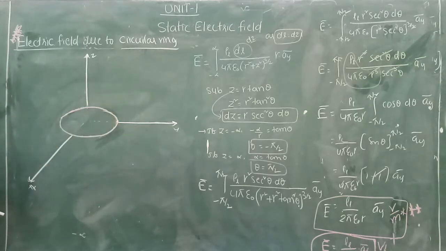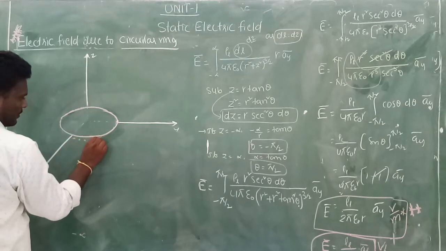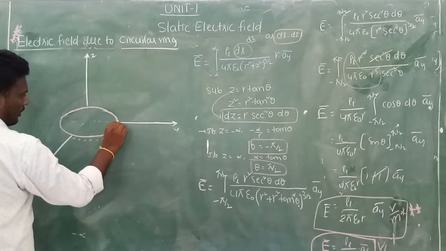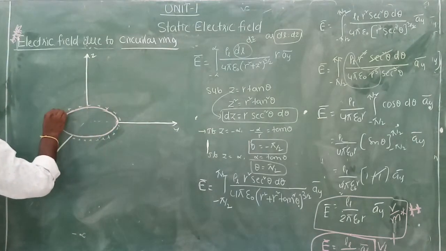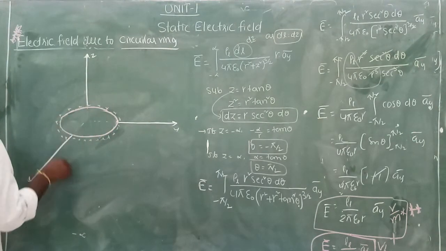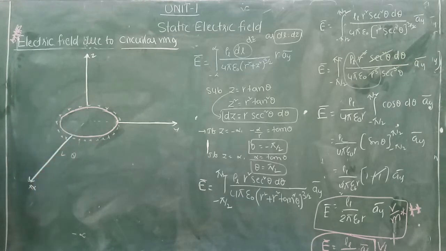Like this. Okay. So now on this ring, your charge is uniformly distributed along the conductor of length like this. What is the total amount of charge? It is the capital Q, and the length of this conductor or ring is L.